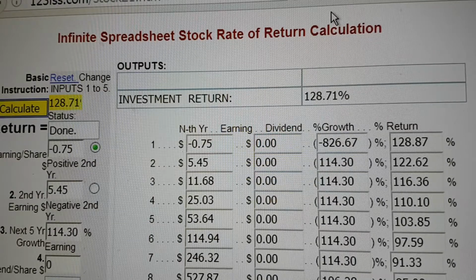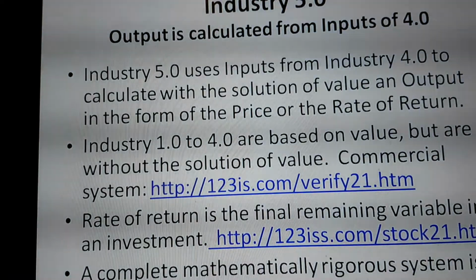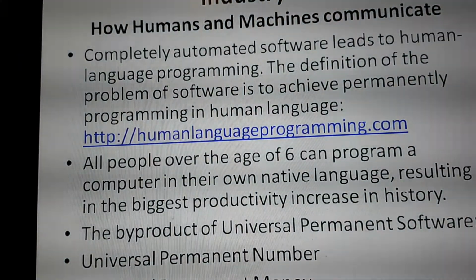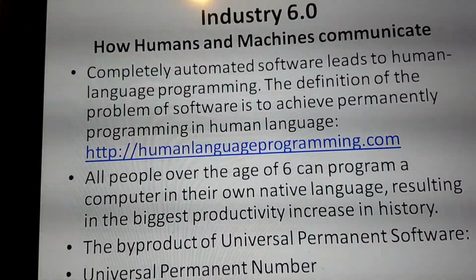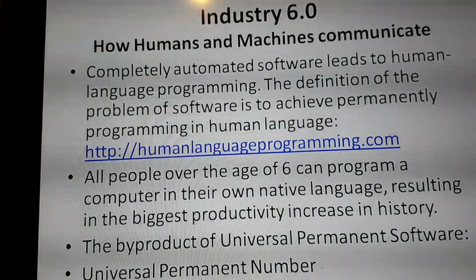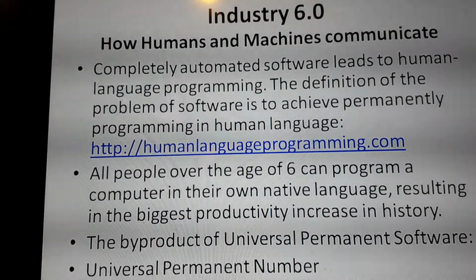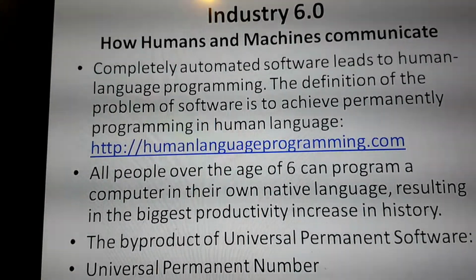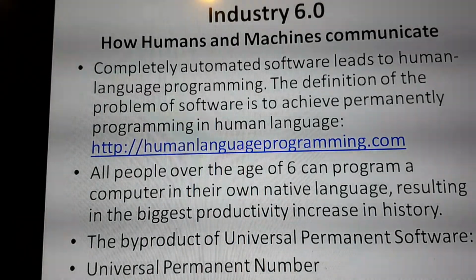And we can go back to the spreadsheet, and let me show you Industry 6.0. Okay, Industry 6.0 deals with how human and machine communicate. Actually, today, most people will consider 6.0 to be the 5.0. You see, outside the Paul science, they consider Industry 5.0 to be how humans communicate with machines.